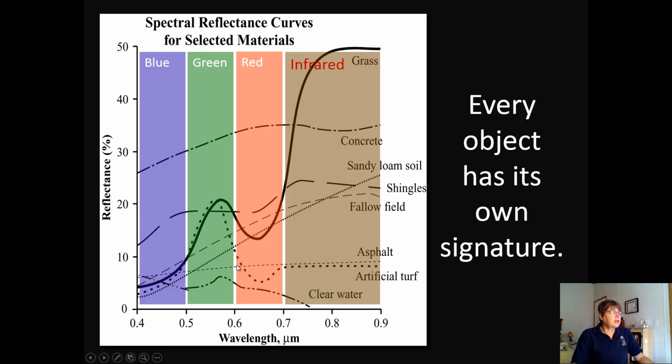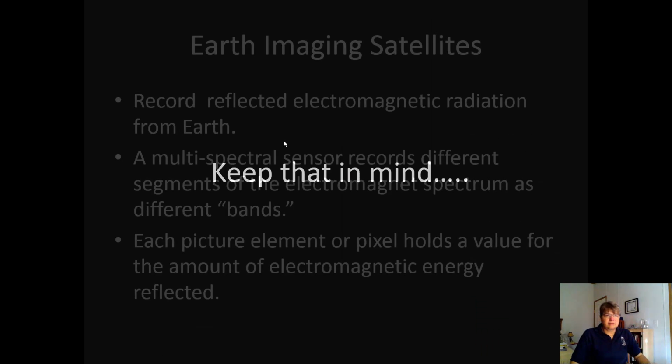So asphalt, low in everything. It's black. It absorbs more than it reflects in any color. Clear water is kind of cool. That curve kind of got messed up there. The clear water reflects a little bit in the blue and the green, but not a whole lot. But in the infrared, it just absorbs like crazy. And then concrete is high in everything. Concrete is white. If you have a white color, that means it's reflecting everything. So it's going to be high numbers in everything. So keep all of that in mind.